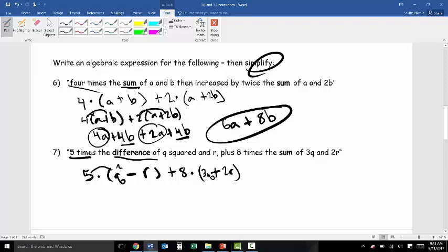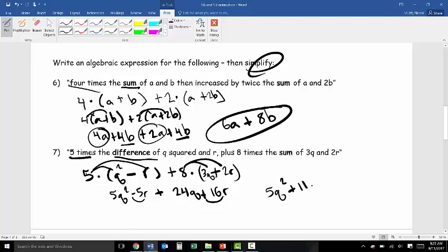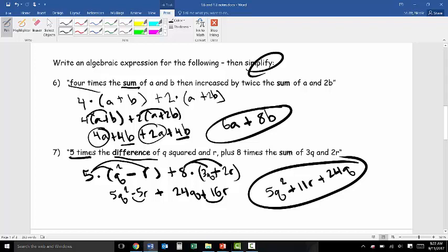So we're going to take this 5 and we're going to distribute to get 5Q squared minus 5R. And then we're going to distribute this 8 to get 24Q plus 16R. And my only like terms are negative 5R and 16R. So my final answer is going to be 5Q squared plus 11R plus 24Q. Remember, you can't combine Q and Q squared because they're not the same exponent, so they are not like terms.